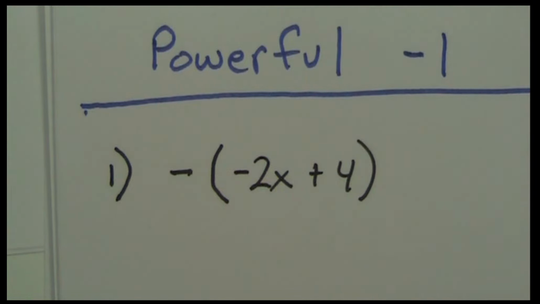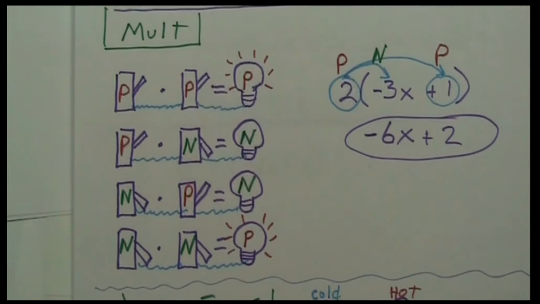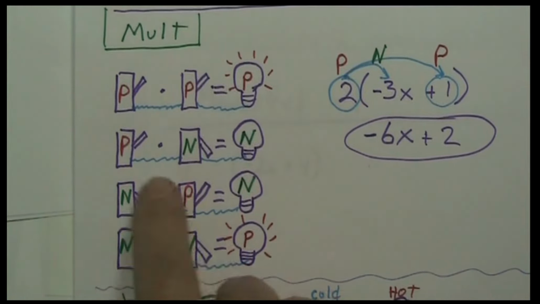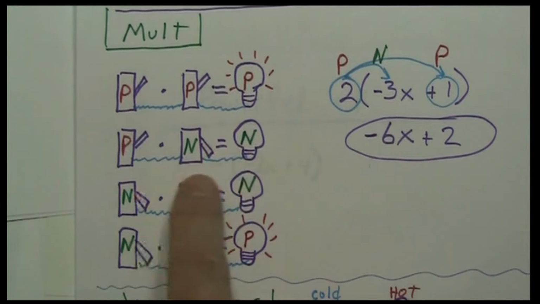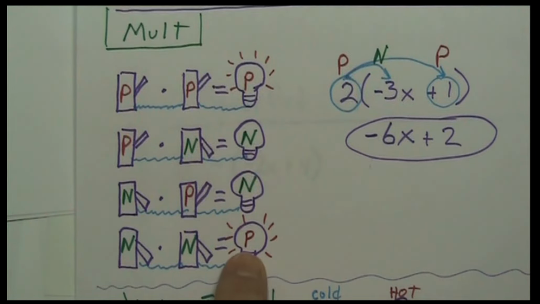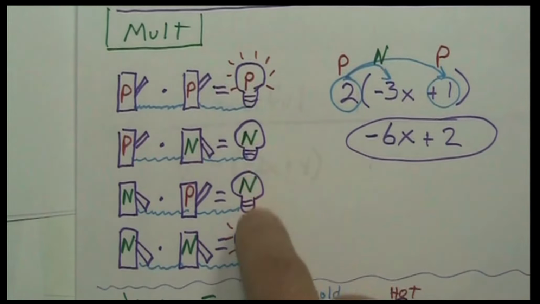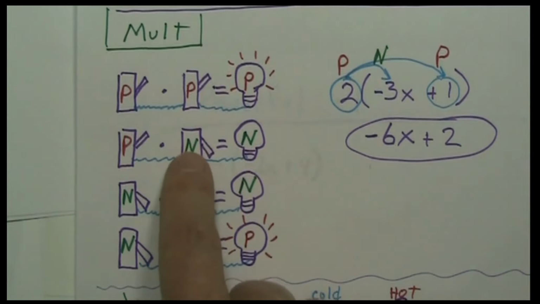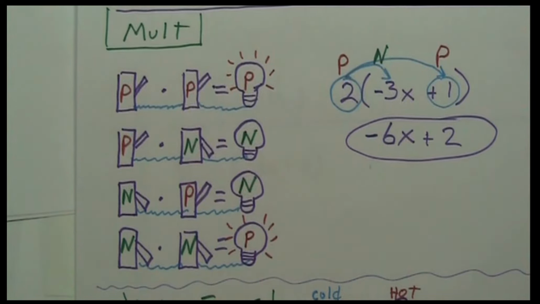Before we go any further, let's review the rules for dealing with multiplying. Remember, if they're both positive, it's positive. If there's one negative, it's negative. But if they're both negative, it's positive. Think of the light switches. Either they're both on or they're both off, it's positive. But if one of them's down, if one of them's negative, it's negative. Those are the rules for multiplying.